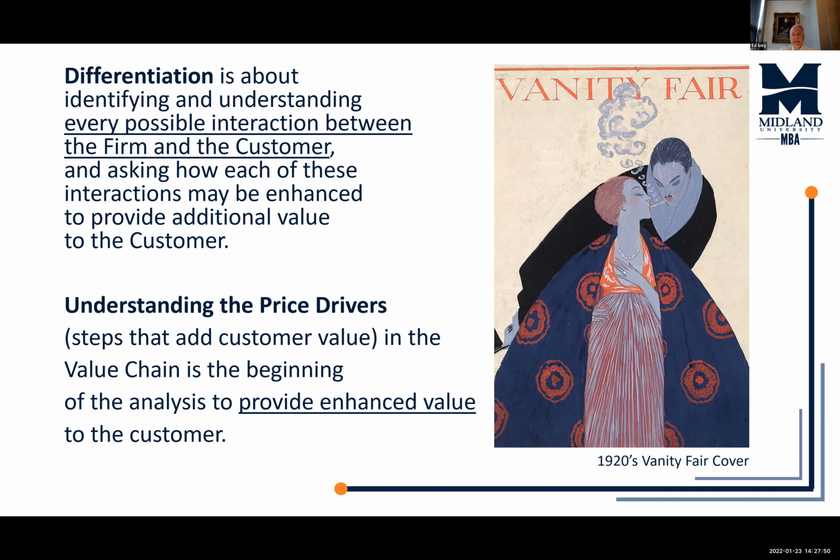We are looking at other items. Differentiation is about identifying and understanding every single interaction between the firm and the customer. How can we do this? We can look at our value chain to look at what our price drivers are, and we ask how each of these interactions can be enhanced so that we can provide additional value from each single interaction.